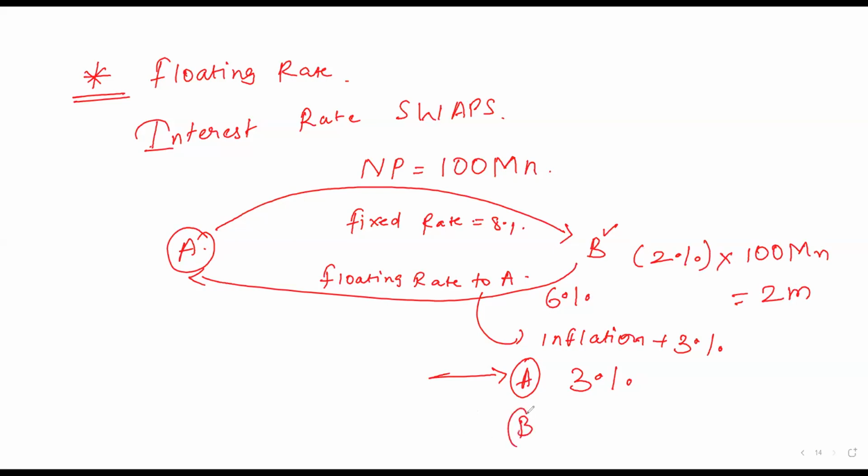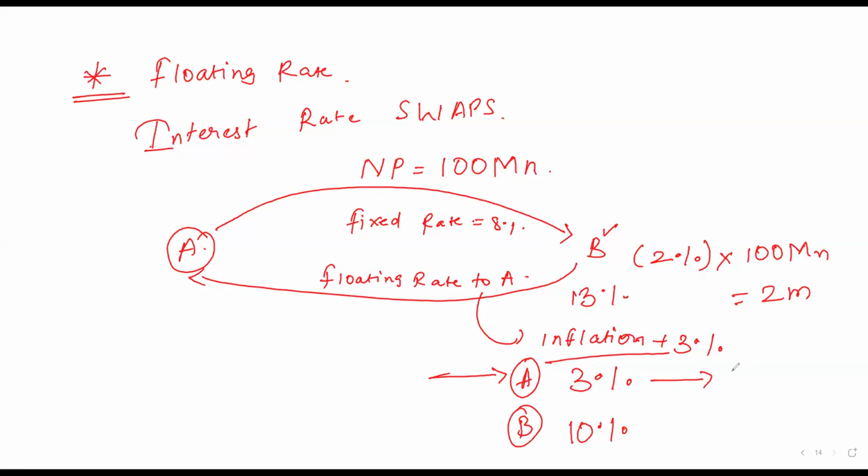If after 6 months, the inflation figure is announced to be 10%. Now, 10% plus 3%, 13% is what B needs to pay A, and A pays B 8%. So basically, AR, B is paying a floating rate. Floating rate means the rate which is not fixed. This rate is dependent. Dependent on what? Dependent on inflation. In case AR, the inflation rate was 3%.